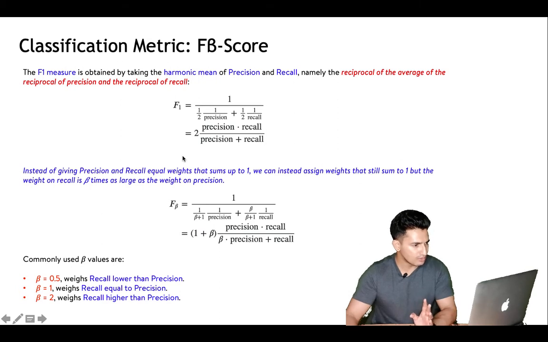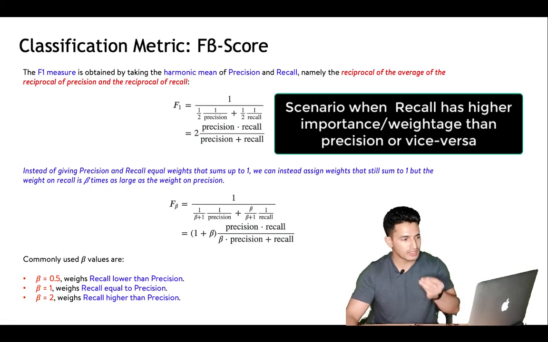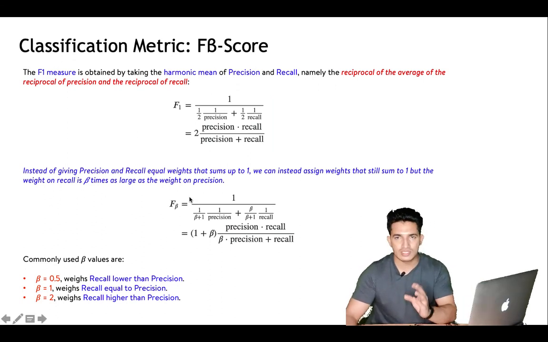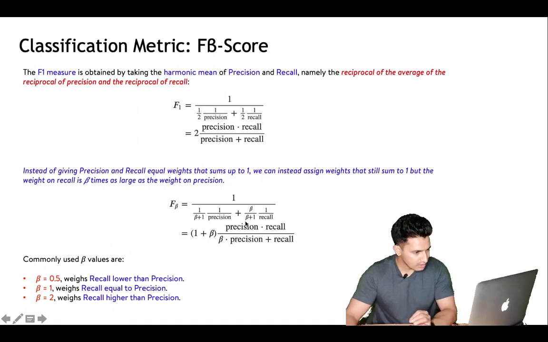Now what we can do is, instead of giving equal weightage, there may be scenarios where recall needs to be higher than precision, or precision needs to be higher than recall. In those cases, we can give recall a weight of beta and precision a weight of 1. So we are giving precision a weight of 1 and recall a weight of beta, and to make sure that the total normalized weight is 1, we divide by 1 plus beta. Like in this example, 1 plus 1 was 2, so beta plus 1 should be 1 plus beta. So the total normalized weight will be 1 plus beta.